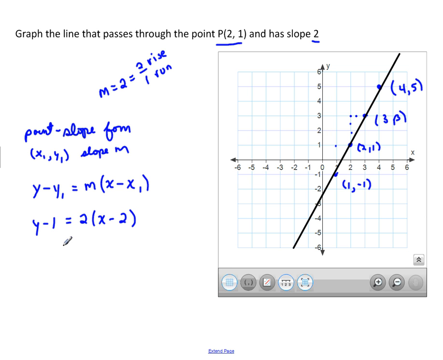And this is now a really quick way of getting the equation of this line. If we were to rewrite it, we might find some interesting stuff. For example, we could simplify this and rewrite it as y minus 1 equals 2x minus 4. Then if we added 1 to both sides to isolate y, we put it in function form, which we also call slope-intercept form: y equals 2x minus 3.